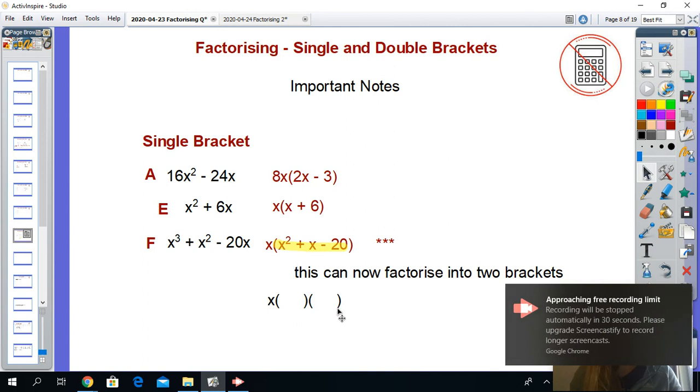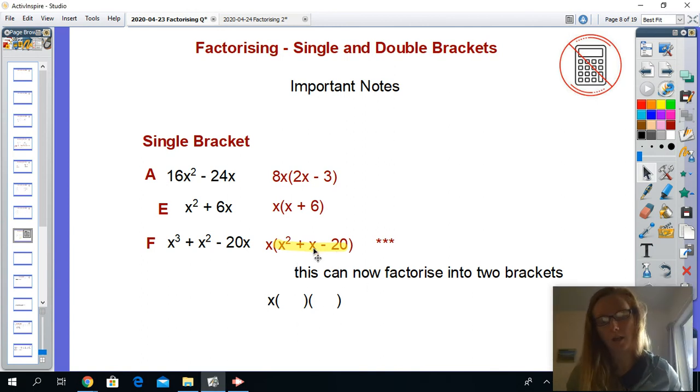And that part there is what we're going to focus on in the next bit, building up our knowledge of factorizing with different types of quadratics.